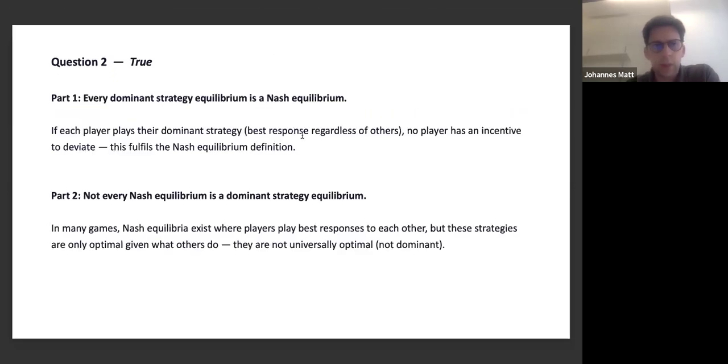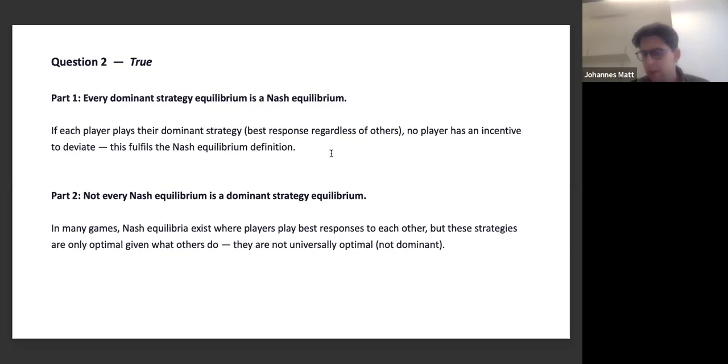So first of all, what is a dominant strategy equilibrium? Well, that's an equilibrium in which every player plays a best response which is a best response regardless of the actions or choices of all the other players in the game. Right? So in other words, what I'm doing is completely independent of what everyone else is doing in this game, and that is the case for everyone. Right? If that is the case, we're in a dominant strategy equilibrium.